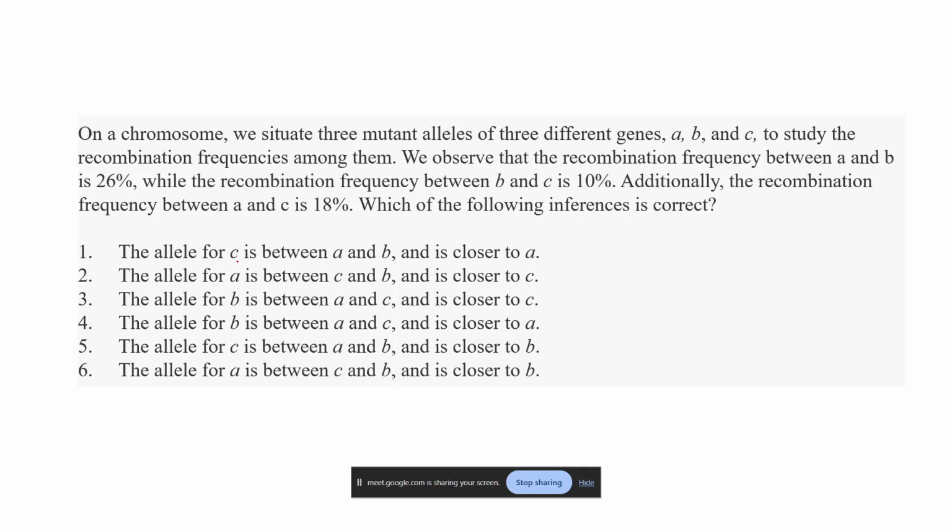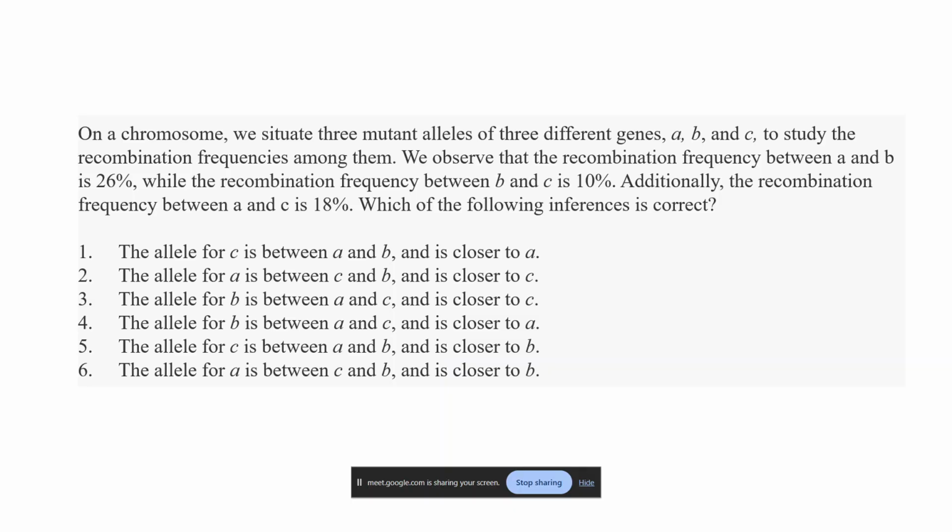First, the allele for C is between A and B and is closer to A. Second, the allele for A is between C and B and is closer to C. Third, the allele for B is between A and C and is closer to C. Fourth, the allele for B is between A and C and is closer to A. Fifth, the allele for C is between A and B and is closer to B. And sixth, the allele for A is between C and B and is closer to B.